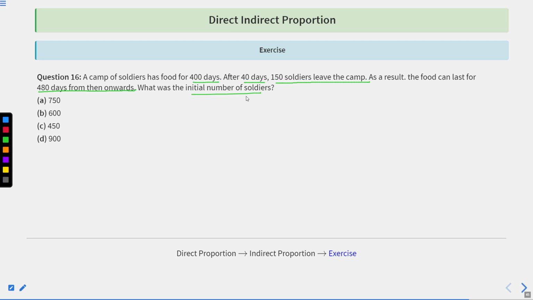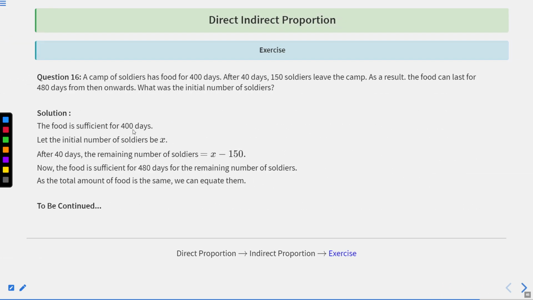So there is a camp in which we have food stored in the storage house for 400 days. And after 40 days, 150 soldiers left the camp. As a result, the food can last for 480 more days. So what was the initial number of soldiers in the camp?